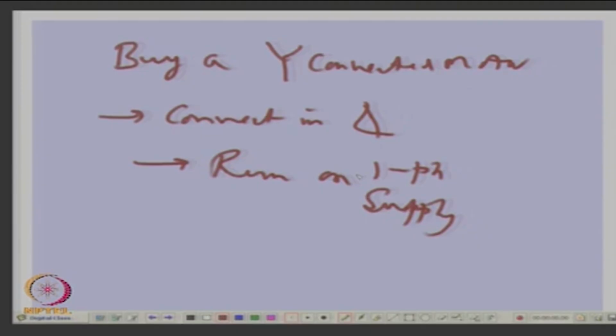But this is considered as one of the options, because you can't build large motors, say 5 to 10 HP, in single phase mode. Single phase motors are limited to fractional horsepower. Okay, so this is what you will understand. Is it okay? Right.